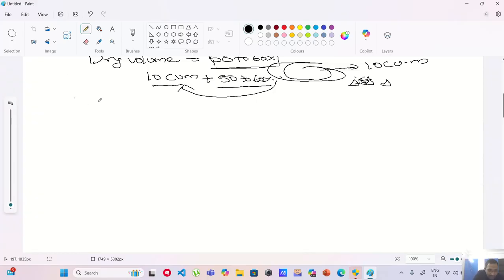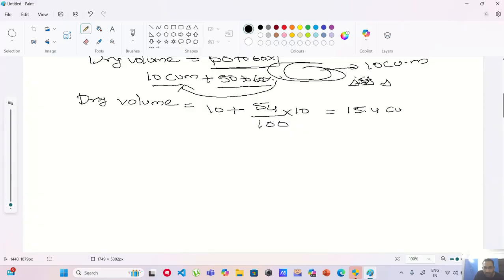So I am calculating the dry volume, which equals 10 cubic meter plus 54, that means I am taking 54% extra volume, divided by 100, converting it for 10 cubic meter. So it should be equal to 15.4 cubic meter.